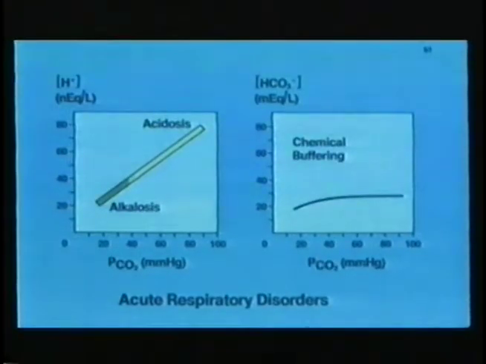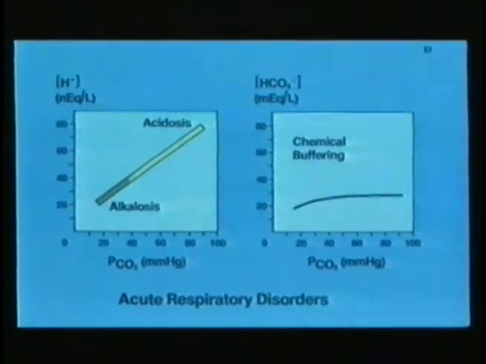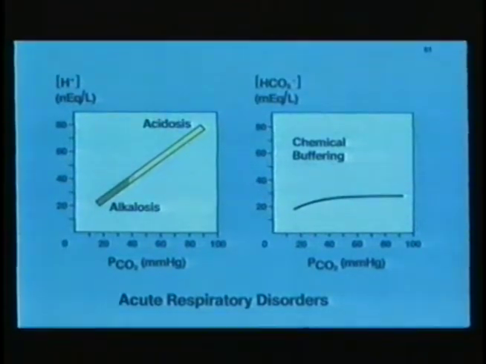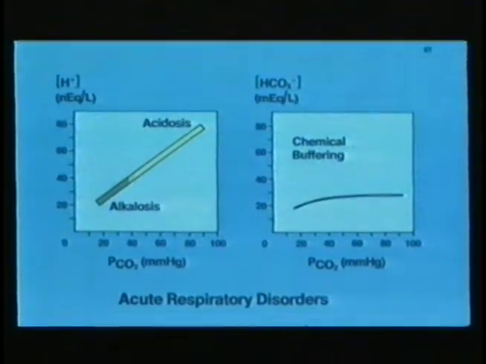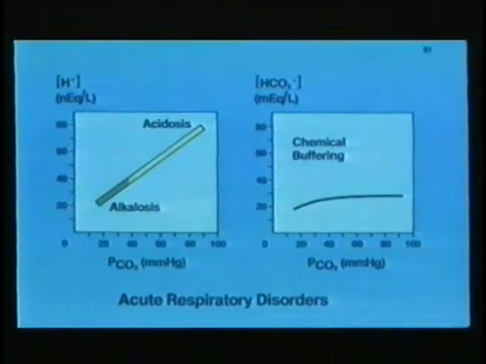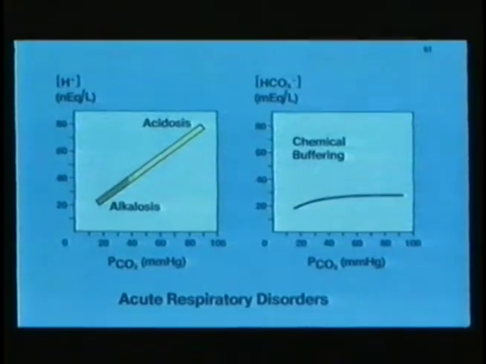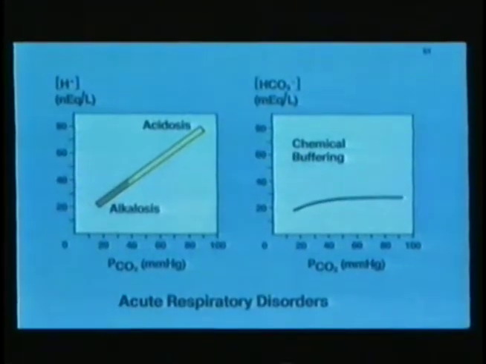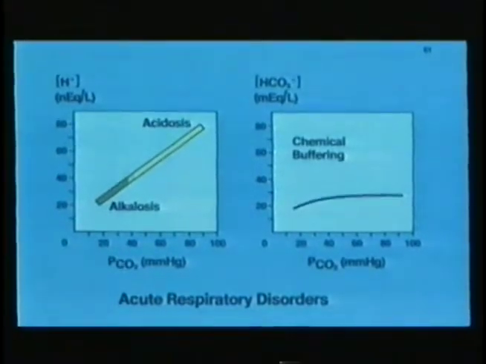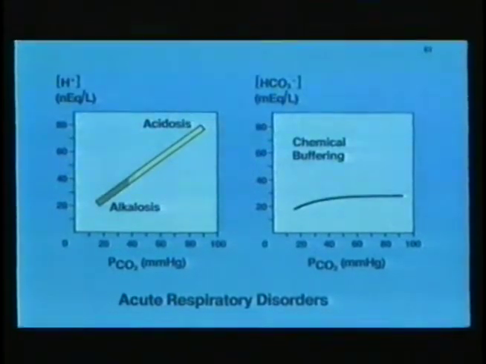51. As with metabolic abnormalities, it has been found empirically that a hydrogen ion PCO2 nomogram can be depicted describing the normal response to acute respiratory acid-base disorders. Recall that plasma bicarbonate ion concentration is increased when PCO2 is elevated and decreased when PCO2 is diminished as a result of the PCO2 interaction with non-bicarbonate buffers.